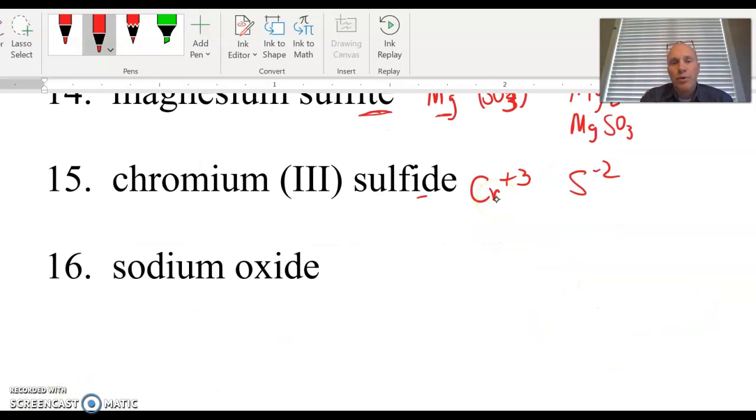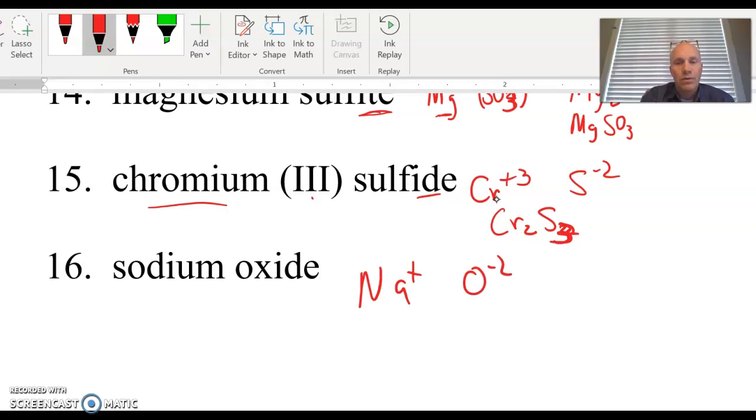The next one, these are both monatomic ions. This one's a transition metal that has that charge, so we crisscross these. Sorry, that's going to be S3. So Cr2S3. Last one, sodium oxide, Na plus with O minus. Crisscross those, we get Na2O. That's it for these mixed compounds, and hopefully you've started to get the knack of that.